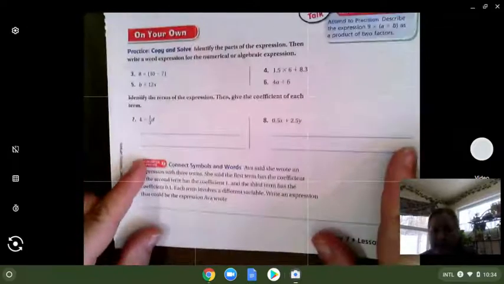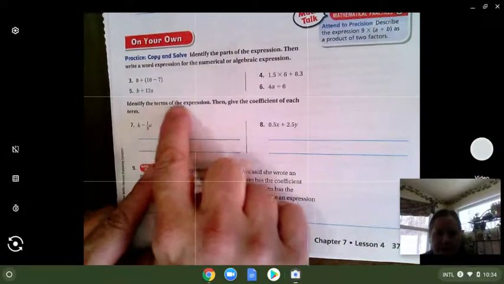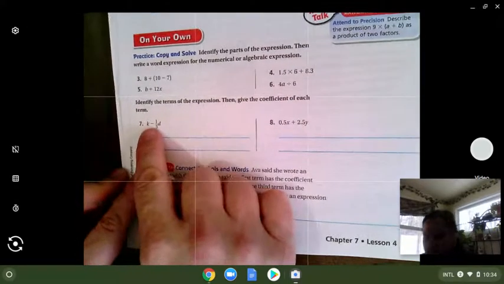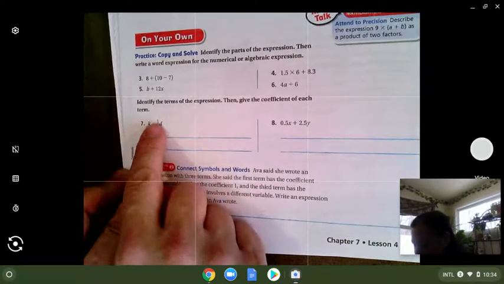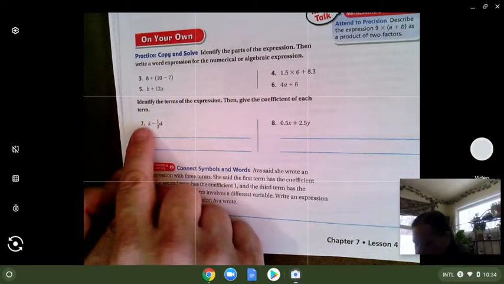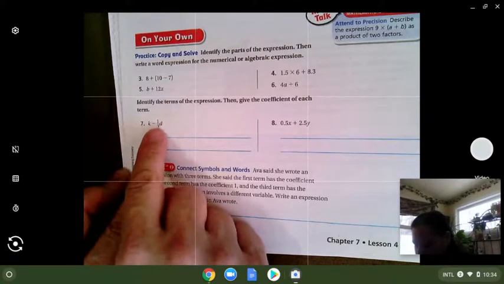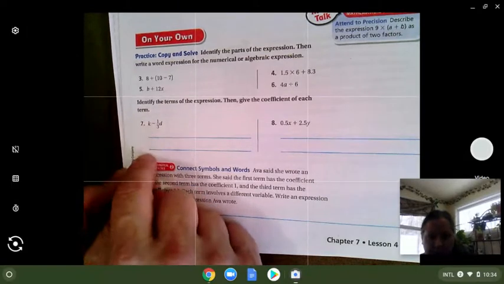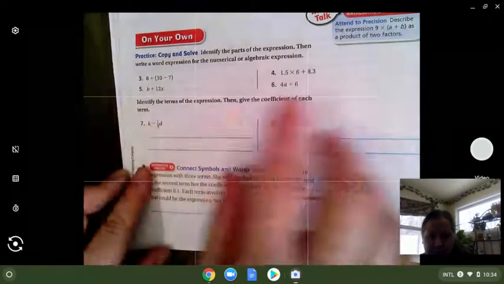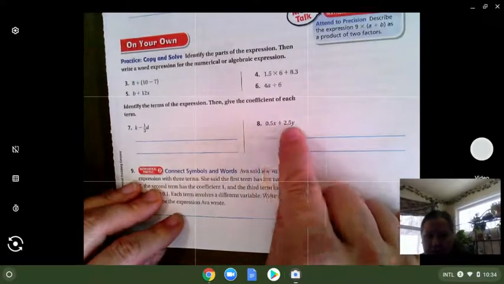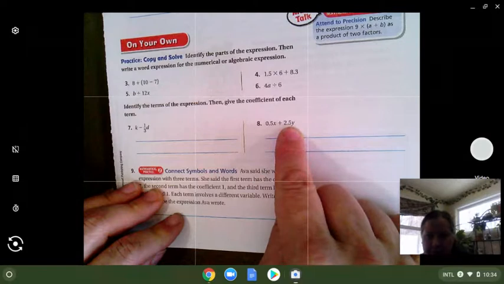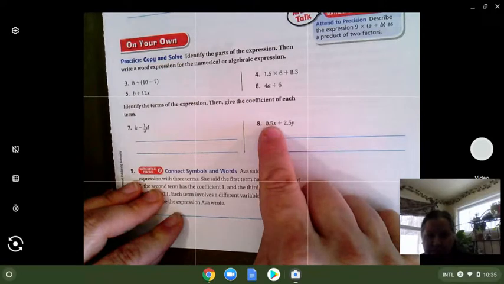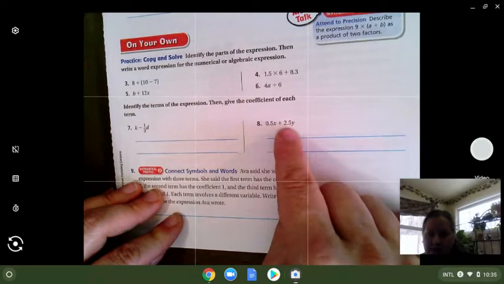So let's look at a couple of these here. Identify the terms of the expression and then give the coefficient of each term. This was the one that we had, k minus 1/3 d. The two terms are k and 1/3 d. The coefficient here is a 1 that you can't see, and the coefficient of the other is 1/3. For this next one, we have two terms, as they're separated by addition or subtraction. The coefficient of x is 0.5. The coefficient of y is 2.5.